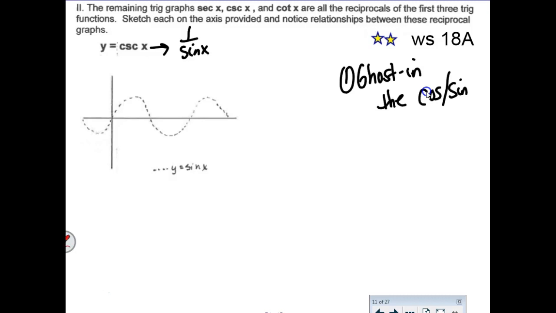Then the next thing you're going to do is identify, you're going to switch x-intercepts to asymptotes. So zeros become asymptotes. Think about that, guys. When you take a fraction that's equal to 0 and you flip it around, what does it become? Undefined. So on graphs, undefined values become asymptotes. So all of these x-intercepts, all of these zeros that you see, are now going to become vertical asymptotes.